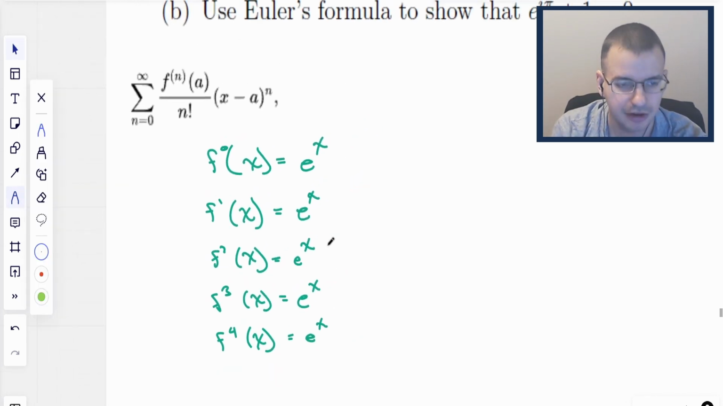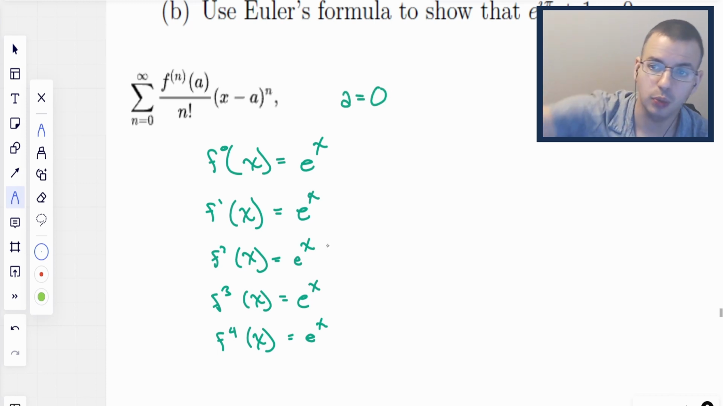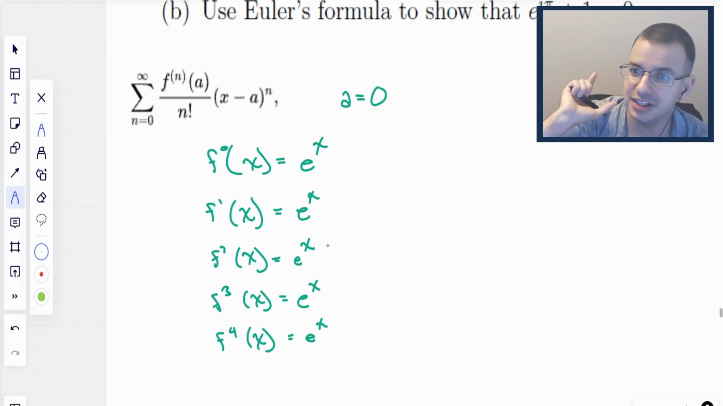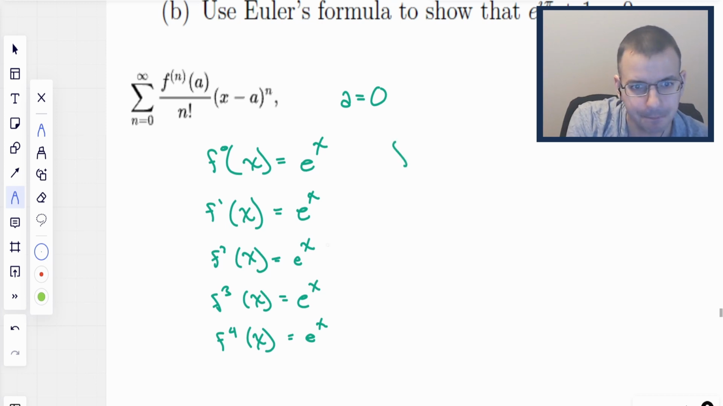Now that we have the derivatives, we want to do it about a specific point. We can choose any point we want. In this case, it's going to be easier if we choose a equals 0. There's no real way to know which would be easier to start with. This is a Maclaurin series. You just do trial and error, and say, oh okay, this works better. So f 0th derivative at point a, which is 0, e to the 0 is 1.